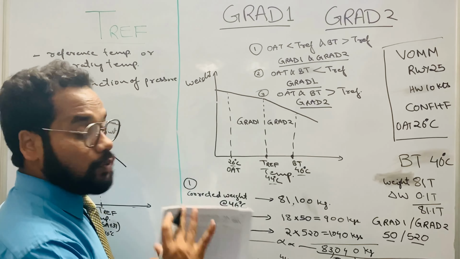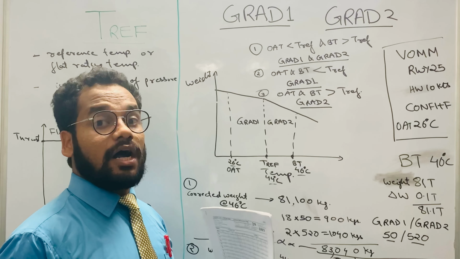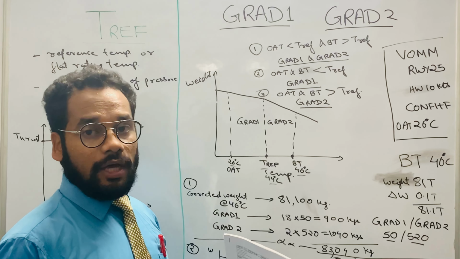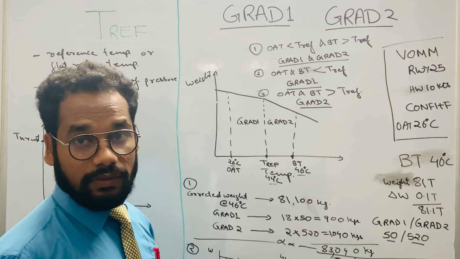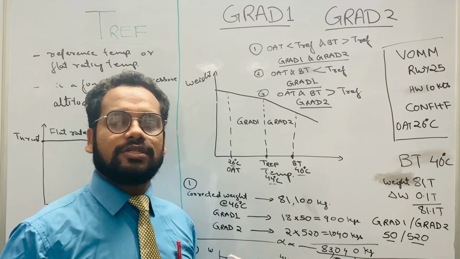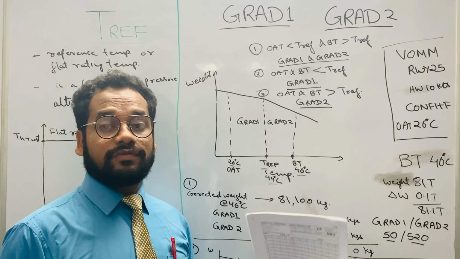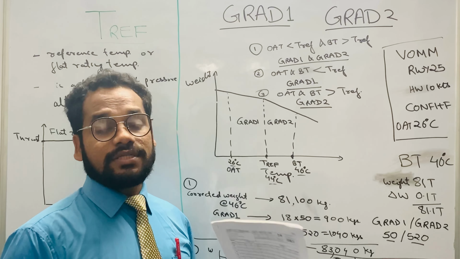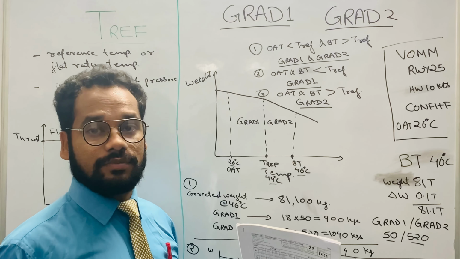Okay, so let us quickly summarize what we have learned today. Whenever you are calculating the RTOW or MTOW, there is one correction which may be applied in some cases, and that correction is grad correction. There are some more corrections which we have not discussed today, because we are not learning the entire process of calculating the RTOW. We are just trying to learn how to apply the grad correction, which is one of the corrections applied in the RTOW or MTOW calculation process.